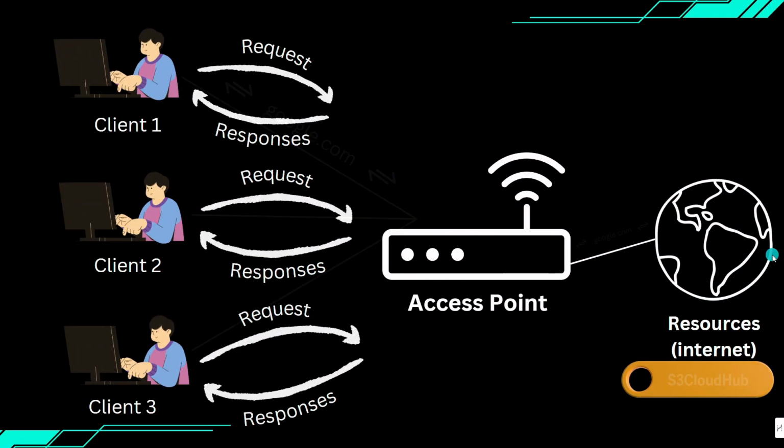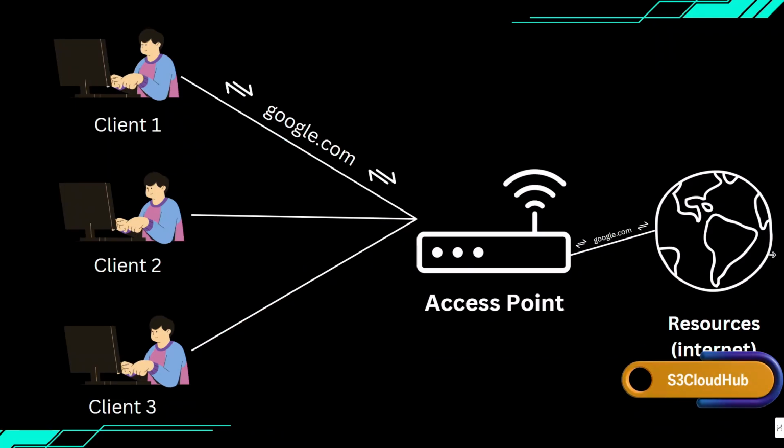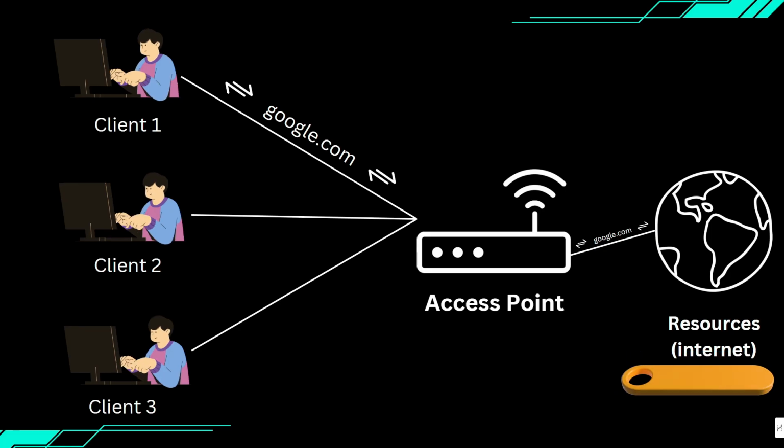Here is an example. Imagine you are on your computer and you want to visit google.com. When you type that into your browser, your computer sends a request to the router. The router then connects to the internet, finds google.com and sends the information back to your computer. Your browser then shows the web page.